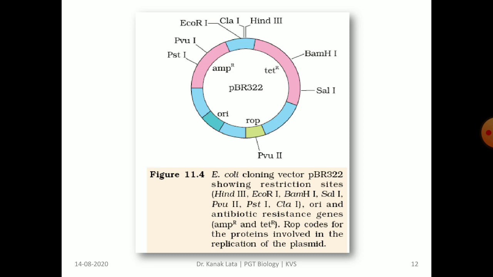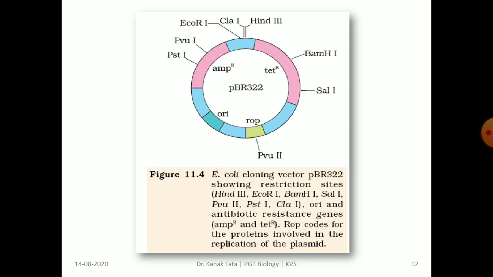This is the figure of E. coli vector pBR322. As I have earlier told you, here p stands for plasmid, B stands for Bolivar, the name of a scientist, and R also stands for the name of a scientist, namely Rodriguez. Both of them artificially constructed this cloning vector in the year 1977.